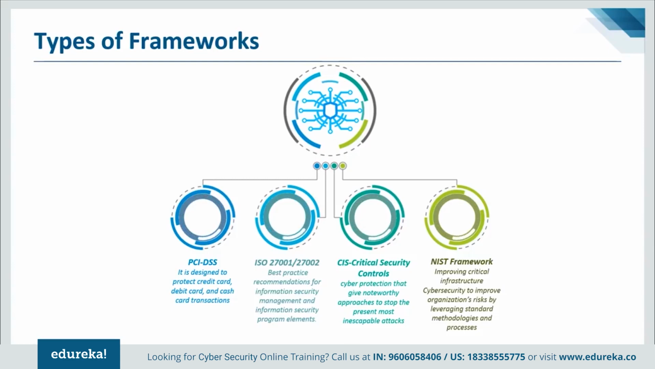The first type of framework is PCI DSS, which stands for Payment Card Industry Data Security Standard. It is a set of security controls required to implement protected payment account security. It is designed to protect credit card, debit card, and cash card transactions. The second type of framework that we have is ISO 27001 and 27002. ISO is the International Organization for Standardization. The best practices recommendations for information security management and information security program elements are from this framework. The third type of framework is CIS, which stands for Critical Security Controls.